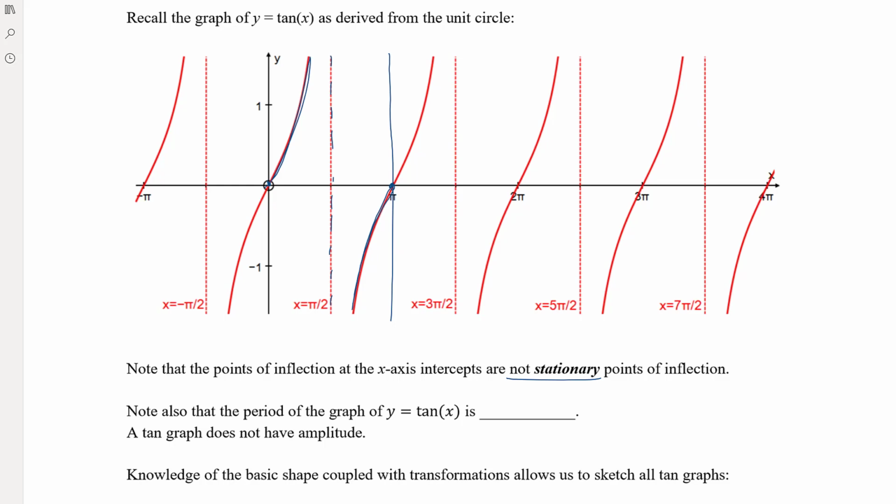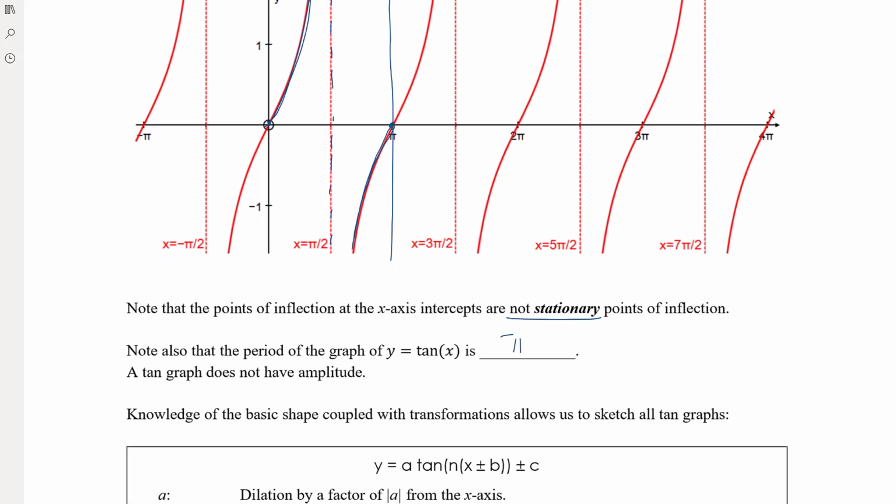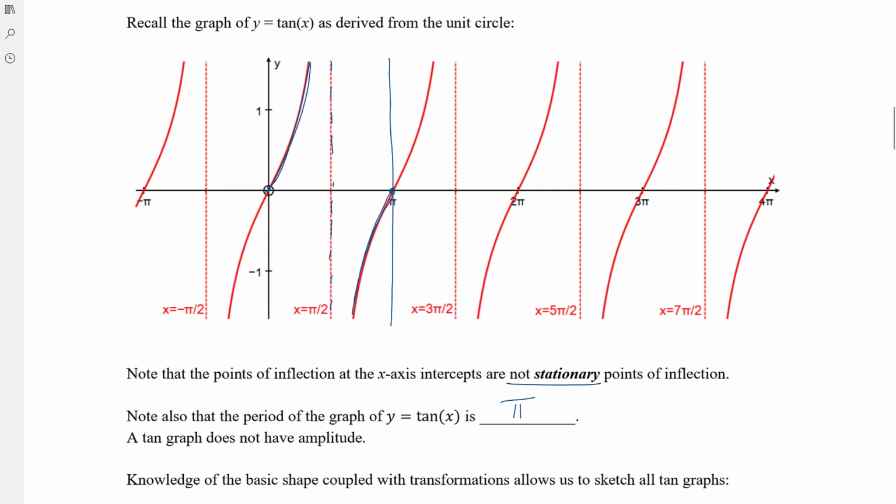We also want to note that the period of the tan graph is pi, not 2 pi. And the tan graph doesn't have amplitude, so we can't talk about the amplitude of a tan graph. But that doesn't mean you can't still dilate the tan graph. And this is something that's really important.